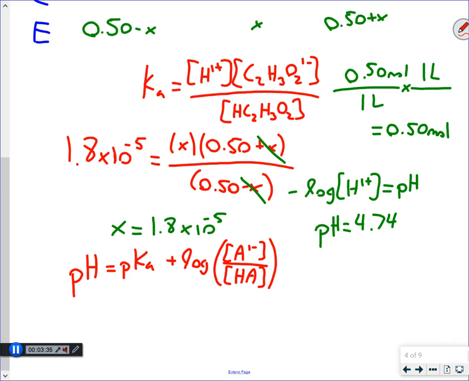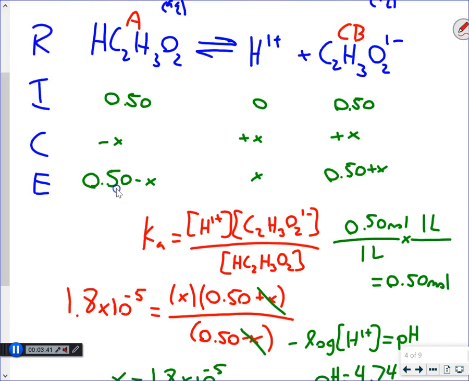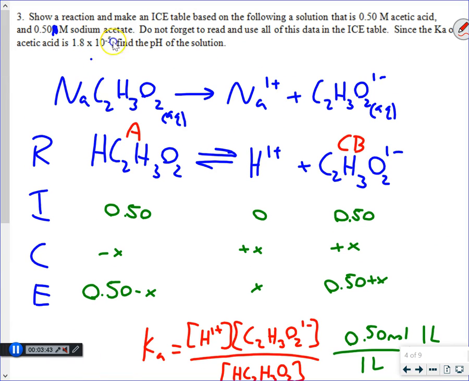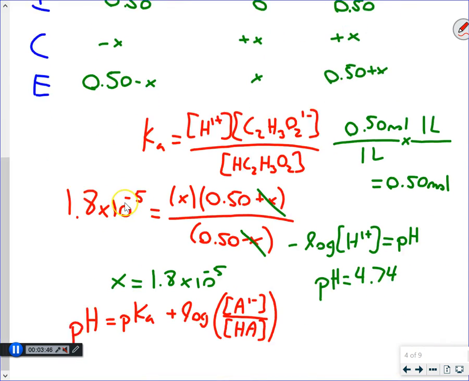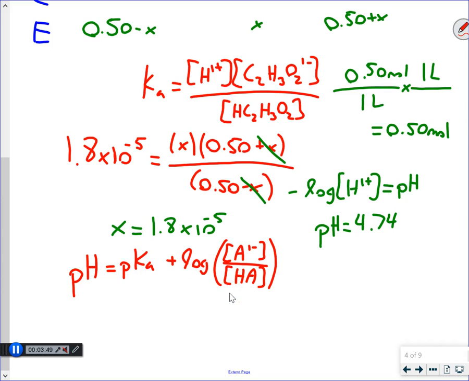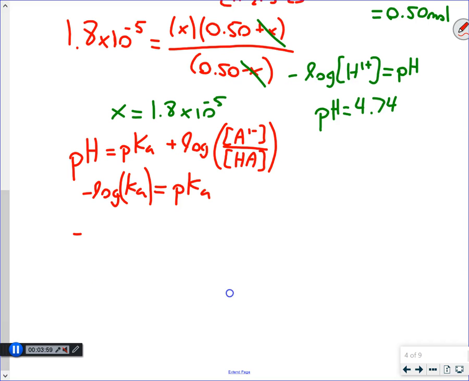In this scenario, I need to find my pKa. Up above, the Ka is given to us as 1.8 times 10 to the negative 5. If we take the negative log of Ka, that's going to equal pKa. So let's take the negative log of 1.8 times 10 to the negative 5, and we get an answer of 4.74. We can use that pKa in our Henderson-Hasselbalch equation.